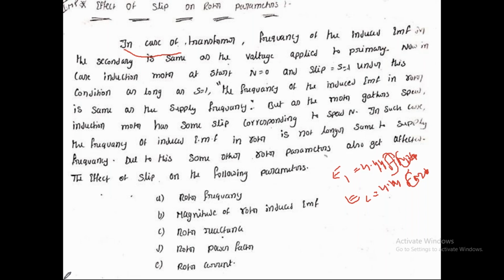But in the case of an induction motor, that is never possible. There is always a variation between the stator frequency and the rotor frequency because of the presence of slip. The rotor frequency equals S into F; the rotor frequency is S times the supply frequency. At starting condition, the rotor frequency is equal to the supply frequency. But when the rotor gains speed, there is a presence of slip.